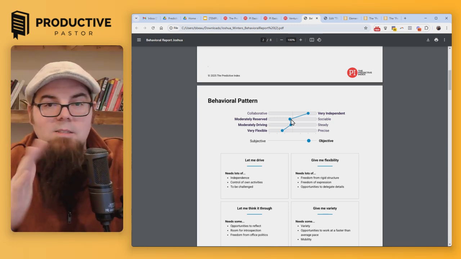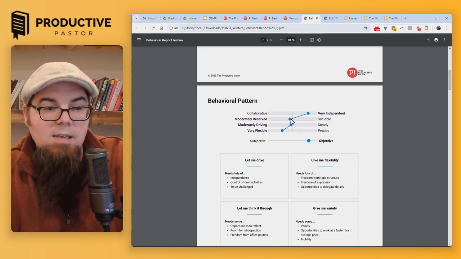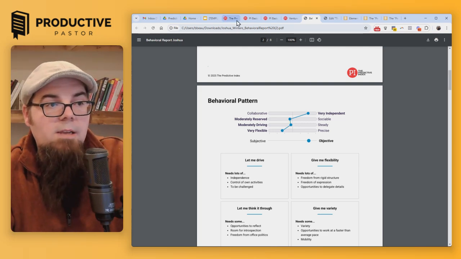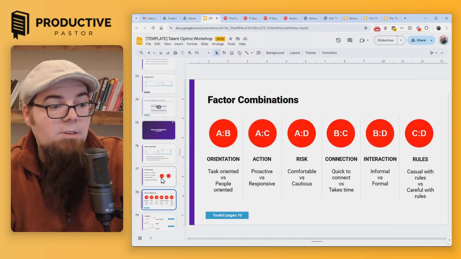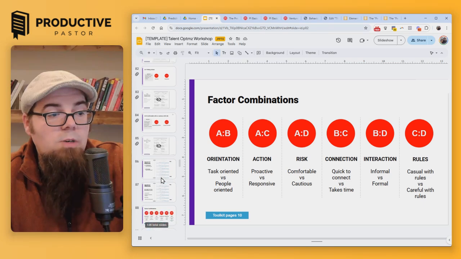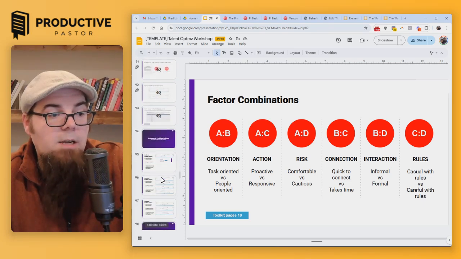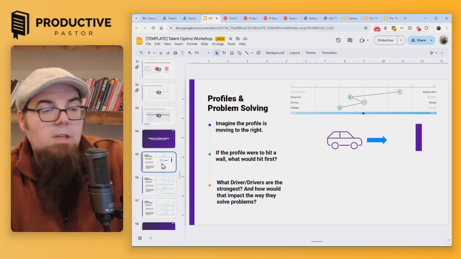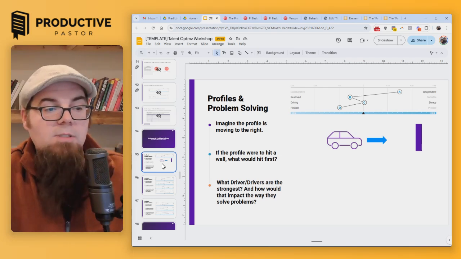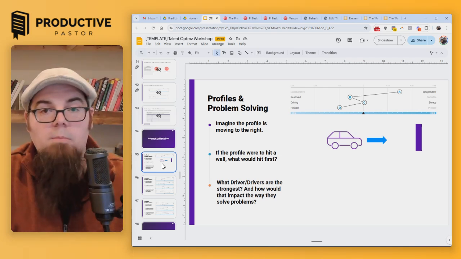So depending on the situation, they can either be quick to connect or take time to connect. So that's factor combos. The other thing that's really interesting about reading a profile is you can look at it and figure out how someone problem solves.